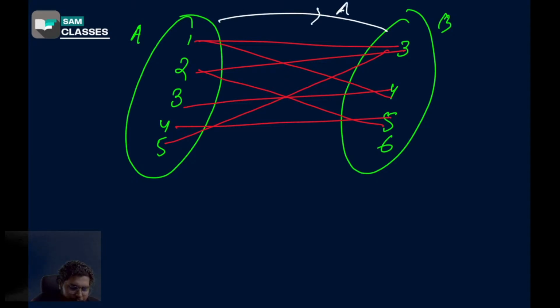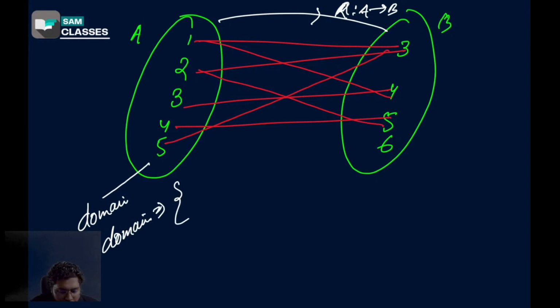Now, a relation is between which two sets? A and B. A relation R is from where to where? A to B. Correct. Now, what will be the domain set? Domain is nothing but all the elements of set A. Clear? What about the codomain? Codomain is nothing but all the elements of set B.